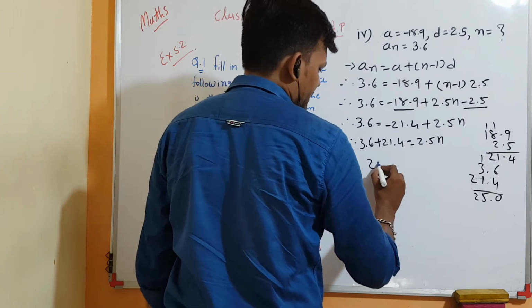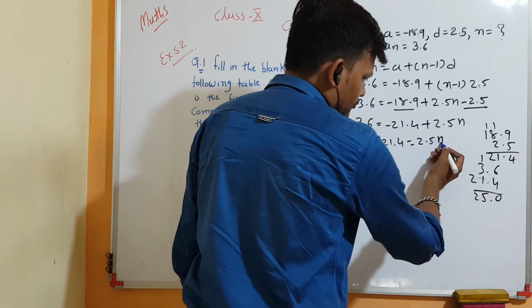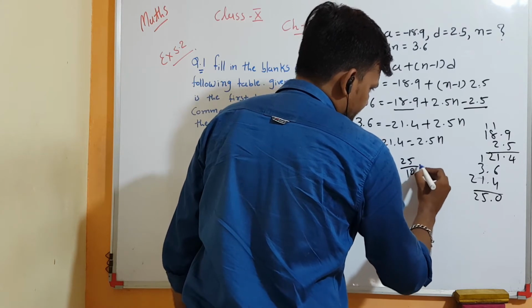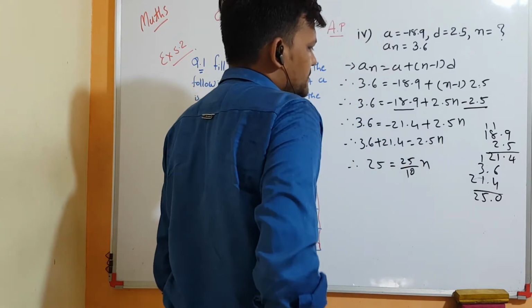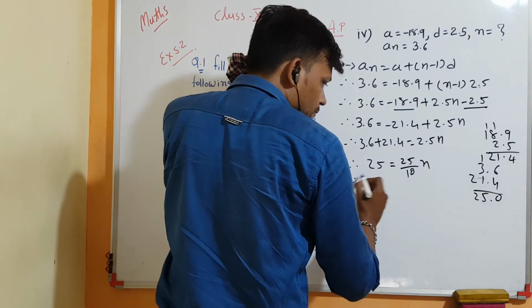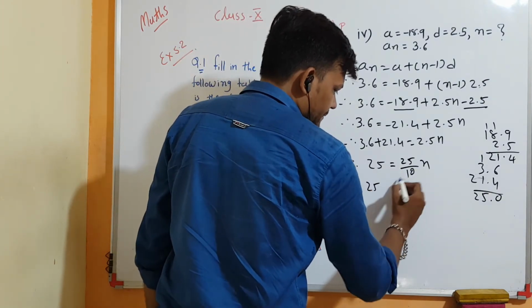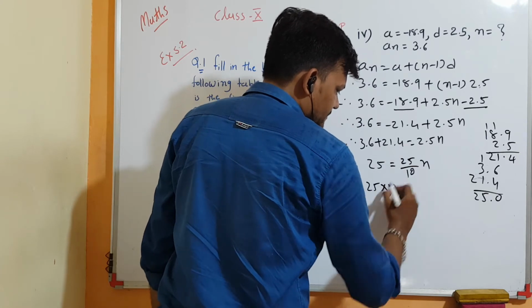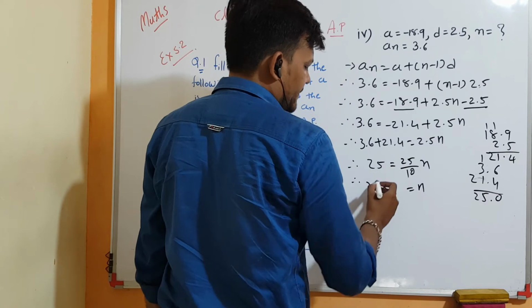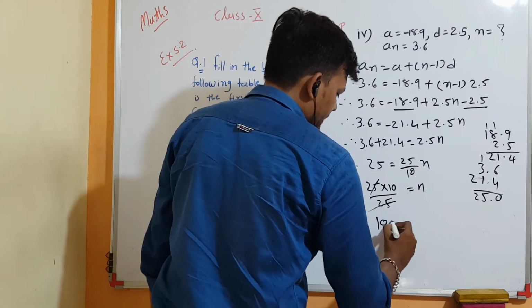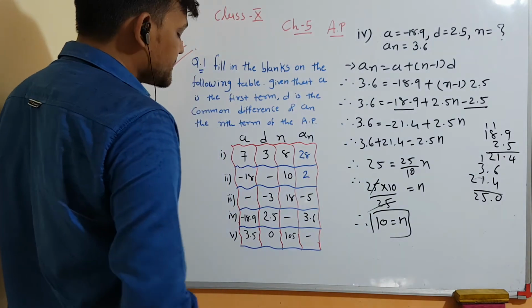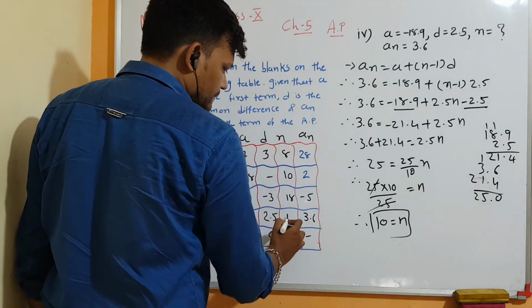25.0, that means 25, equal to... now see, if you want to remove this decimal point, you have to divide it by 10, right? Because the decimal point is present before one digit, so you have to divide it by 10. Now, shift this 10, divide to multiply, and shift this 25, multiply to divide, equal to n. So 25, 25 cancel out. So n equal to 10, right? So the value of n is 10 in the part number.